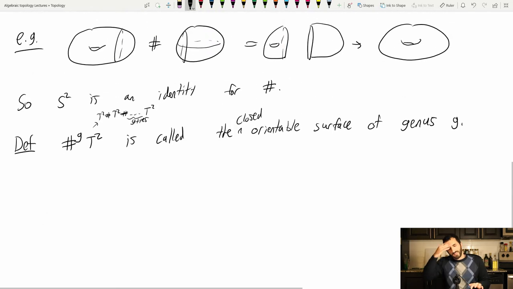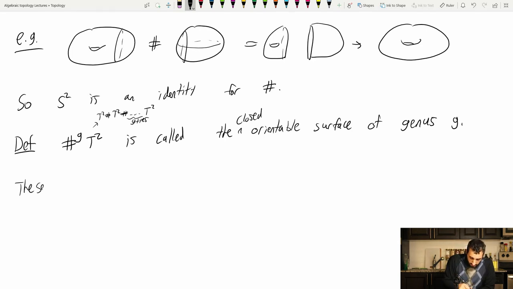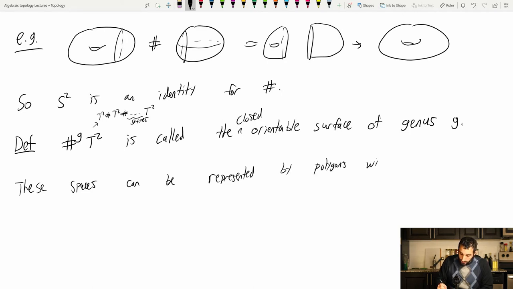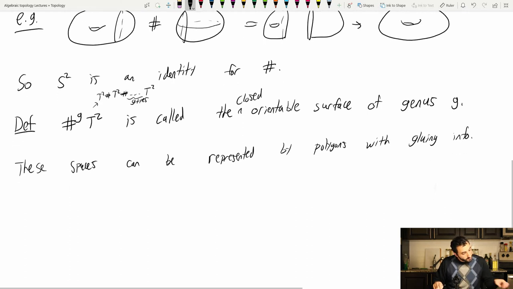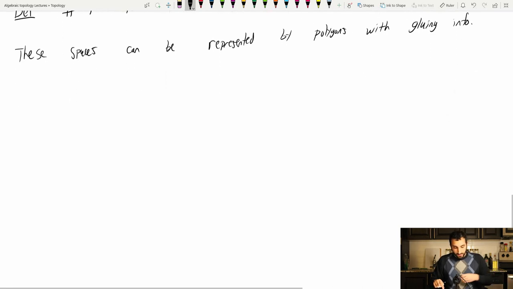So these shapes are kind of hard to get a handle on, mainly because they live in this three-dimensional space and it can be hard to draw curves on them. Here's a nice property. These spaces can be represented by polygons with gluing information. So let me show you how that works. And first I'll start with a familiar example.